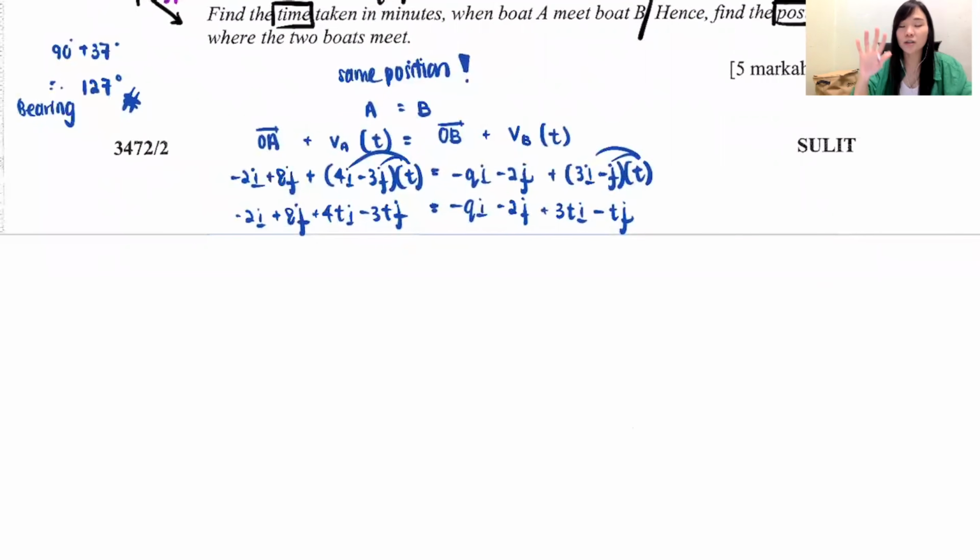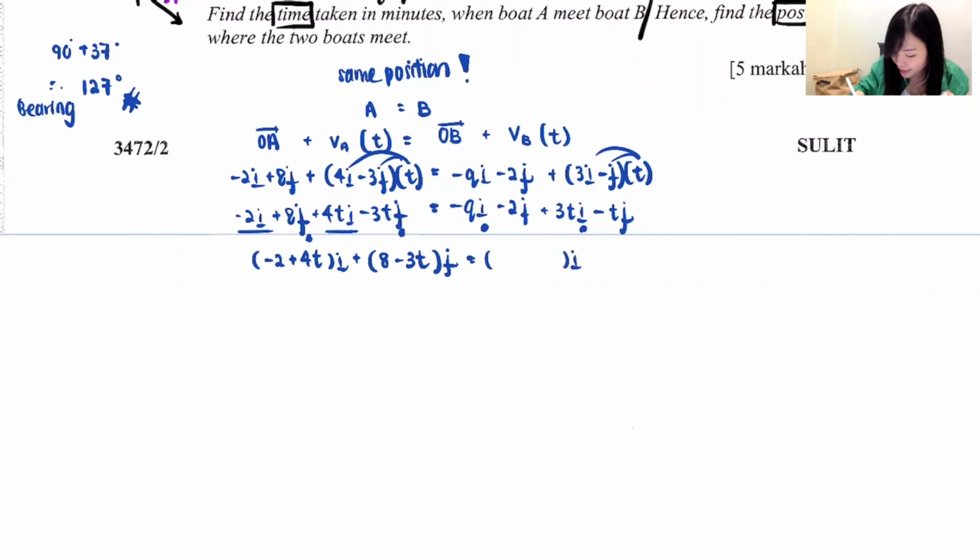Now remember, if you want to compare or do other stuff, those you can combine, you must combine. So I combine them together. I got 2i, I will factorize it out. I left negative 2 plus 4t. Same for the j, I got 2j, so I will pull out the j. I left 8 minus 3t. How about the other side? I got 2i, again I will pull out the i. Isn't it negative q plus 3t? Same for the j, I got 2j, I will pull it out. Isn't it negative 2 minus t?